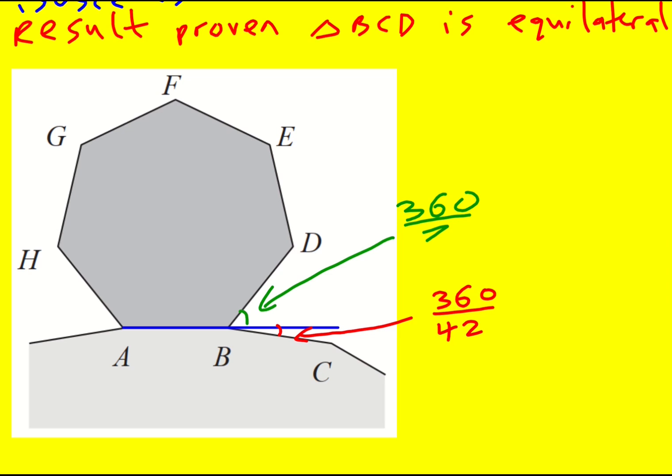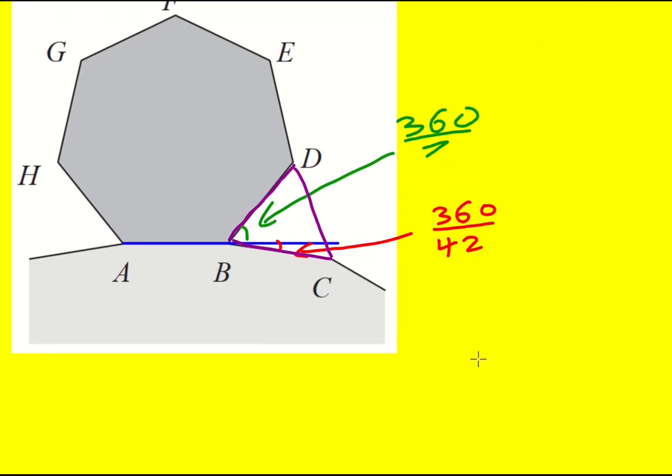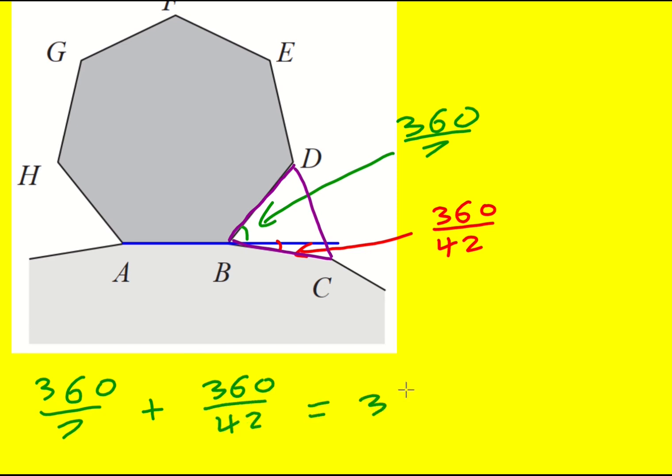Remember, we've got our overriding isosceles triangle as well. And we're going to use the same kind of argument after we get this angle. We're going to show this one's 60 degrees. So we can factorize out the 360. Well, actually, let me just write down 360 over 7 plus 360 over 42 is going to be 360 times 1 over 7 plus 1 over 42.